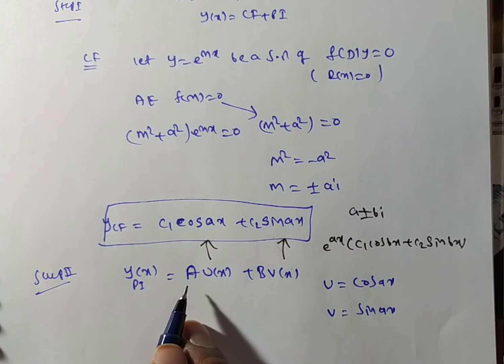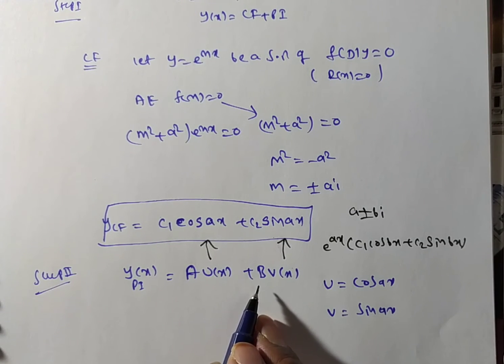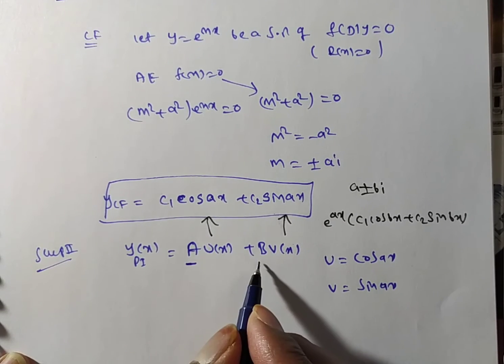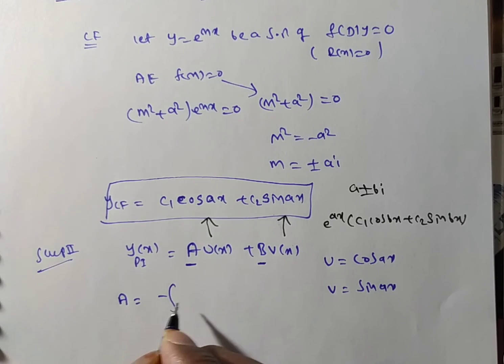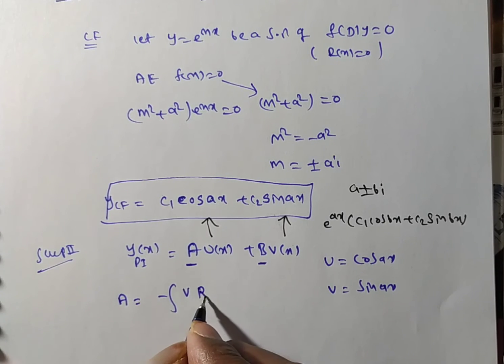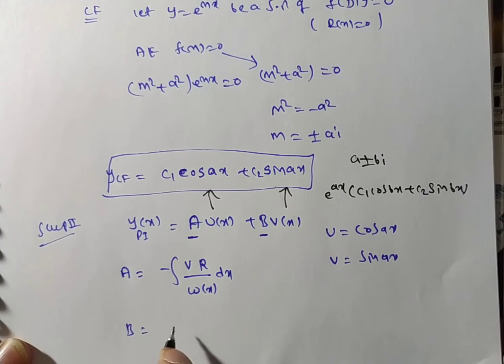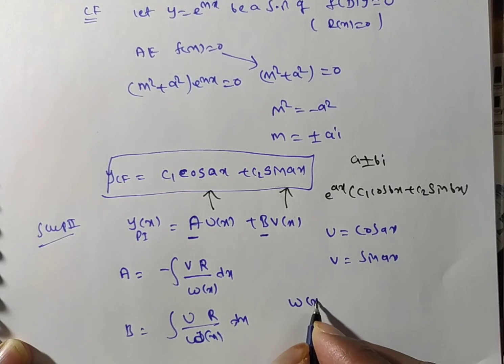In place of c1 we have written a of x, and in place of c2 we have written b of x. Okay, a and b are both functions of x only. So we need to find out this a value and b value. How can you find them? We have a is equal to minus integral of v of x into r of x dx by w of x, and b is equal to integral of u of x into r of x by w of x into dx. Where w of x is the Wronskian.